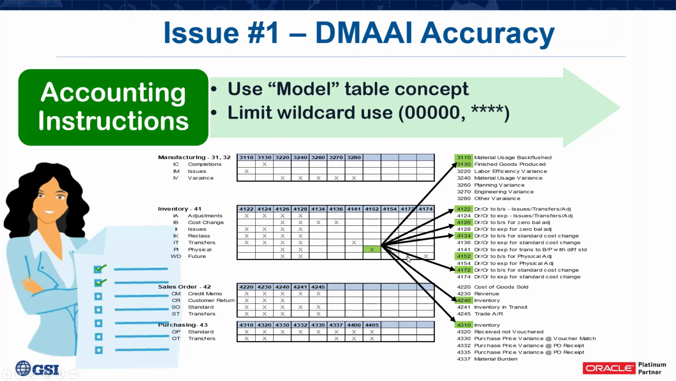Okay, so the concept of the model table is vet one out, have a report that now compares it to the rest of them, find the differences, and make any necessary adjustments. So limit the use of wildcards in your DMAAI tables to start. Use the model concept to find errors that may be in your system. Cleaning these errors up will greatly reduce the number of reconciling items that you're experiencing.